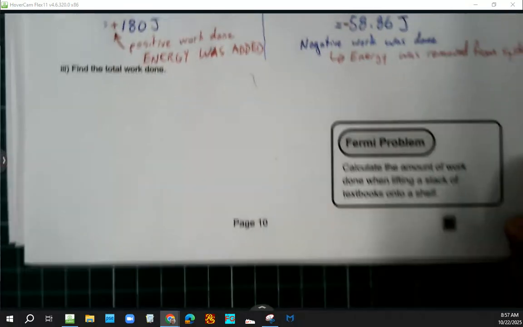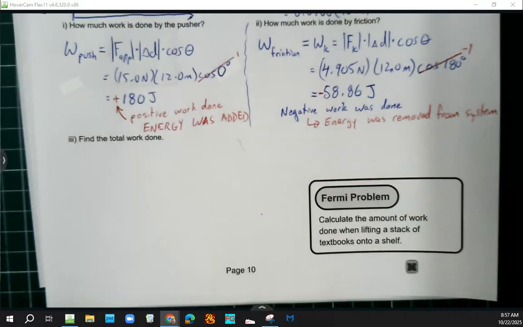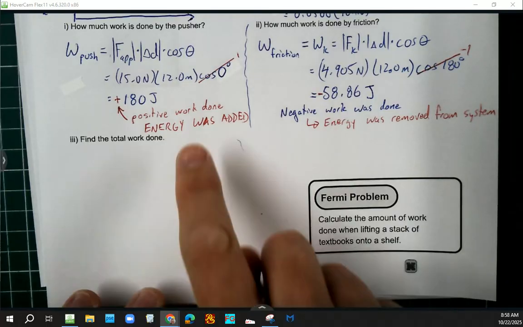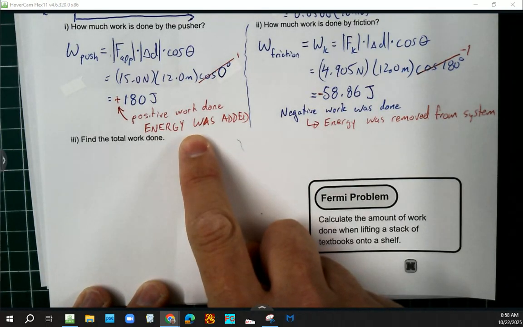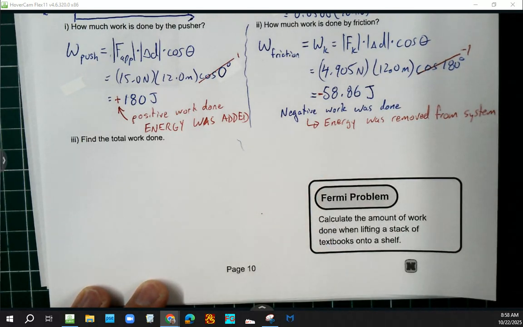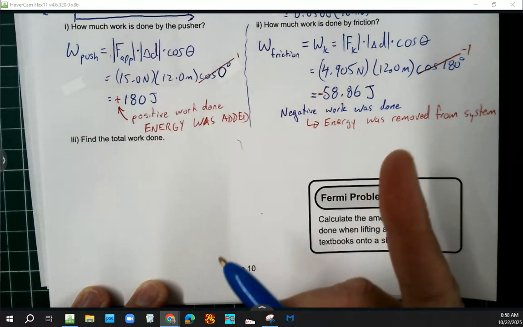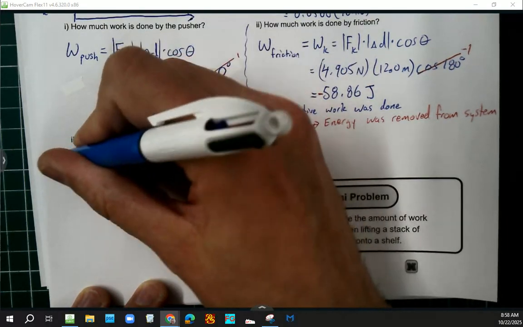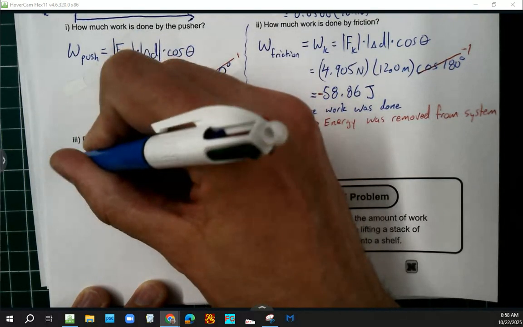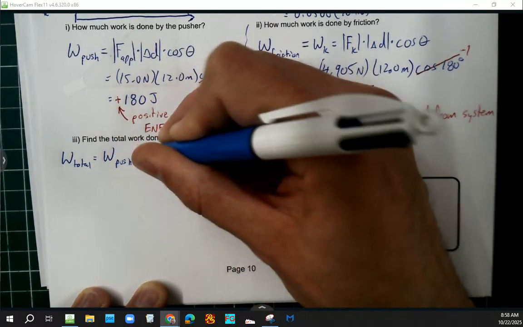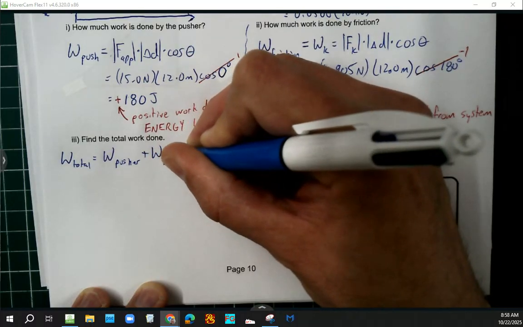Now I'm going to zoom out just a little bit here. Just refocus myself. And it says find the total work done. Well, if I want to do the total work, what we're talking about is figuring out how much energy we gave to something plus how much energy we took away from something, and just say like, what's the result here, right? Now, not resultant, because that's a vector thing. What's the net effect of all the stuff that's happened? So work total equals work by pusher plus work by friction.